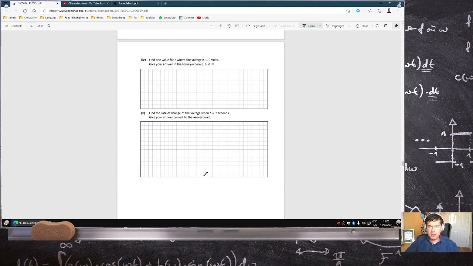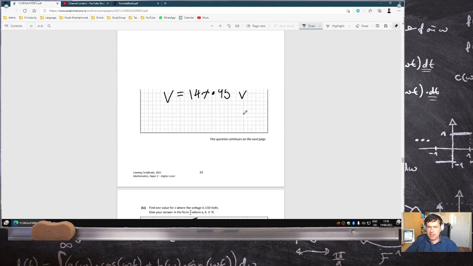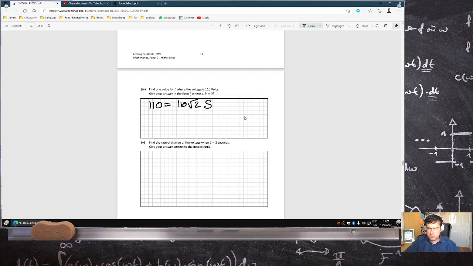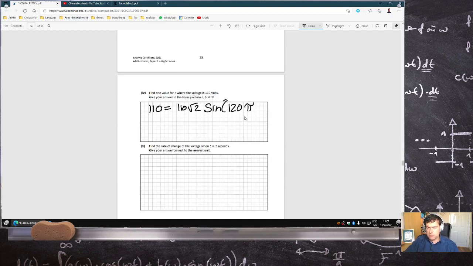Find one value for t when the voltage is 110. Give your answer in that form. Okay, so when would 110 equal 110 root 2 sine 120 pi t. Okay, let's solve that. Divide by 110 root 2, sine inverse both sides. We get 120 pi t equals pi over 4. Cancel the pi's. And the time is 1 over 480 seconds. Let me double check that. 110 root 2 times sine 120 times pi times 1 over 480 is indeed 110.